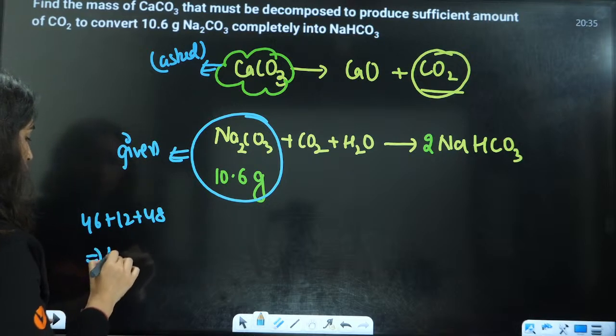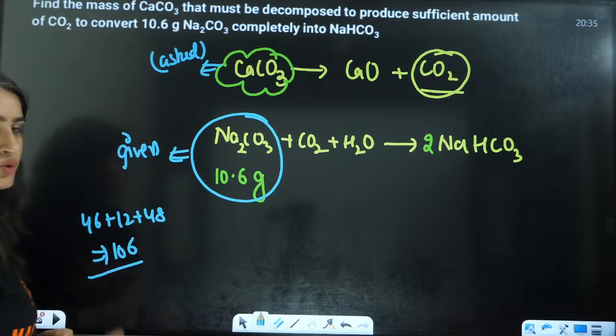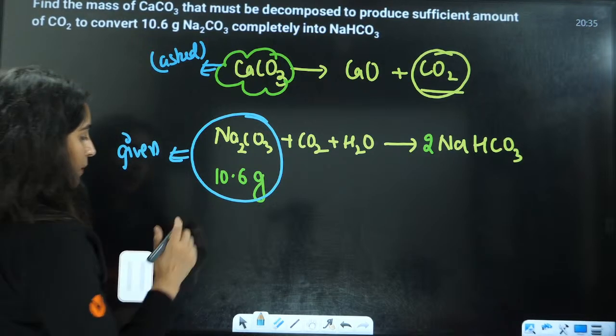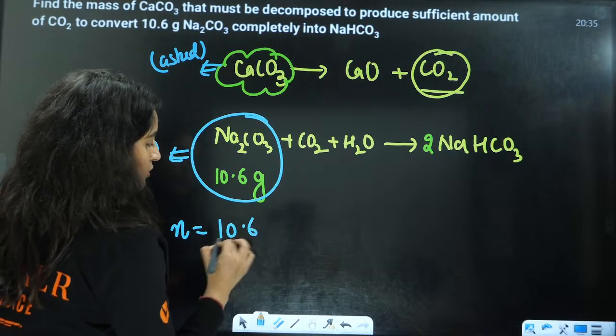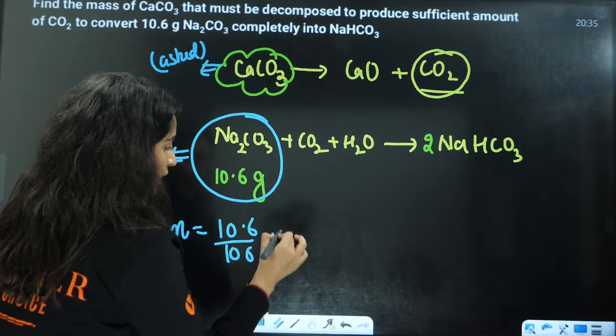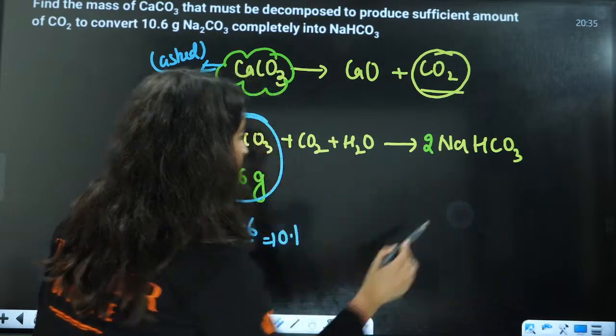That comes out to be 106. So the number of moles here will be this divided by 106, that is 0.1 moles. Now see this.